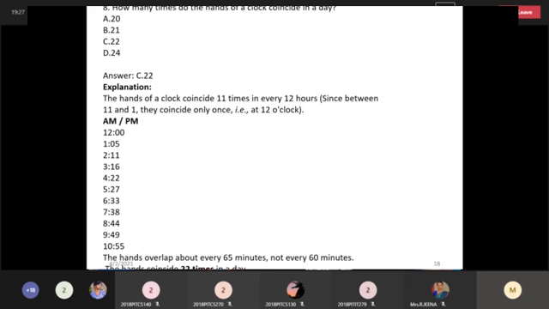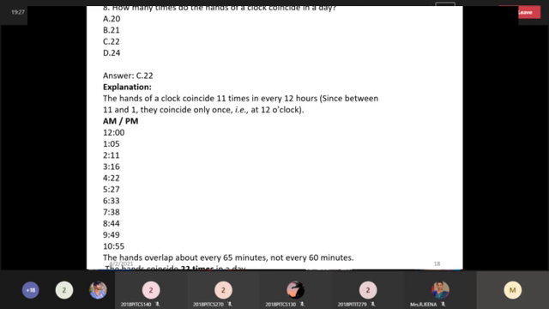These timings will coincide only once, both in AM and PM: 12 o'clock, 1:05, 2:11, 3:16, 4:22, 5:27, 6:33, 7:38, 8:44, 9:49, and 10:55. So the hands overlap about every 65 minutes, not every 60 minutes. The hands coincide 22 times in a day.